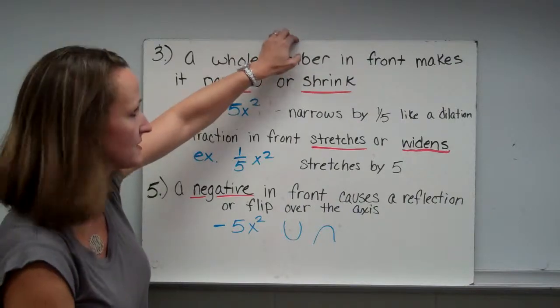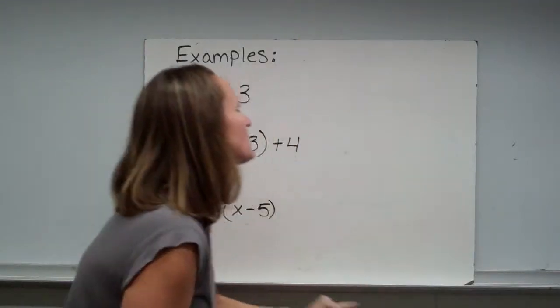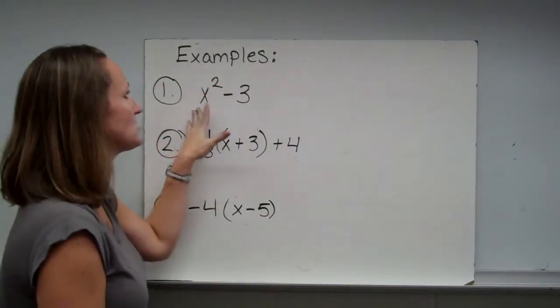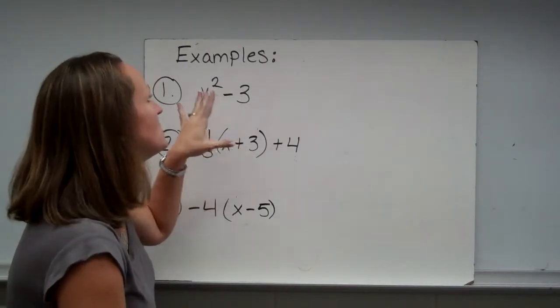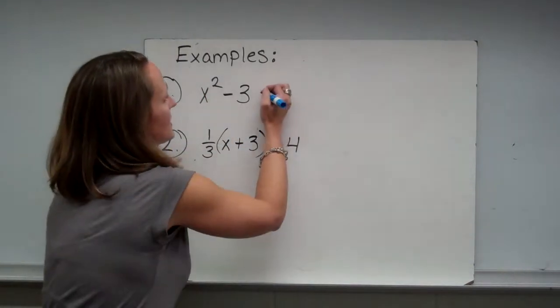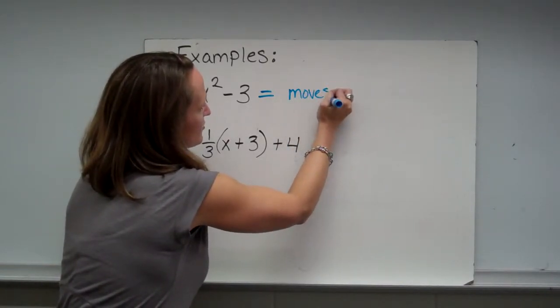Okay, so let's look at some examples. Tell me what it does. So, x squared minus 3. What is this doing? Well, it's not in parentheses, so it's truly going to do what it's saying. So this parabola moves down 3.